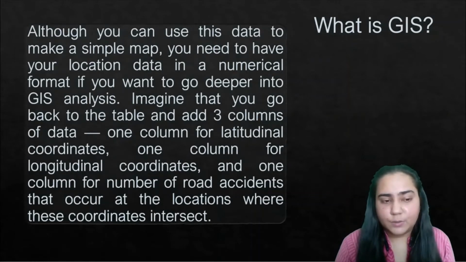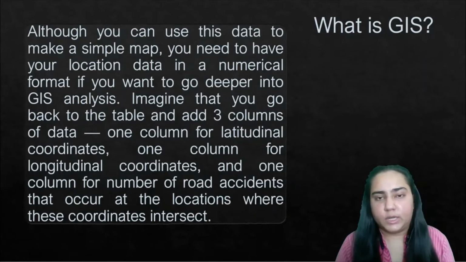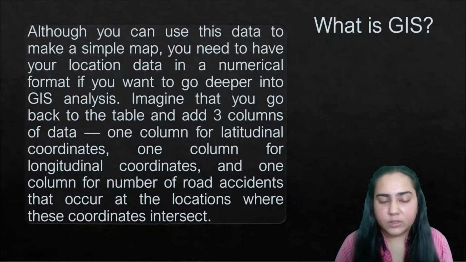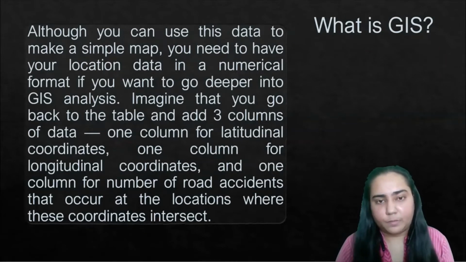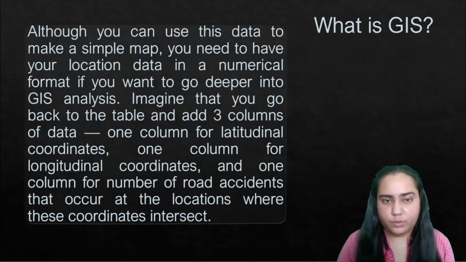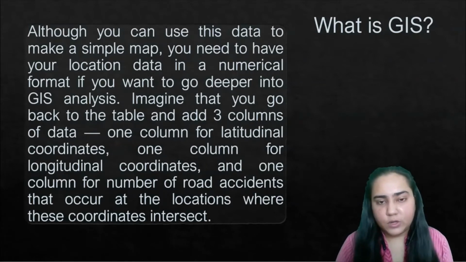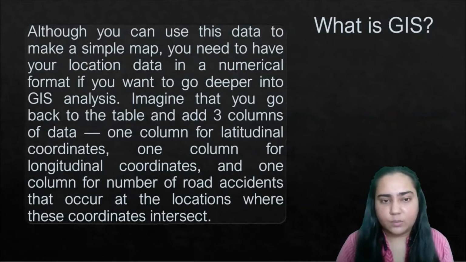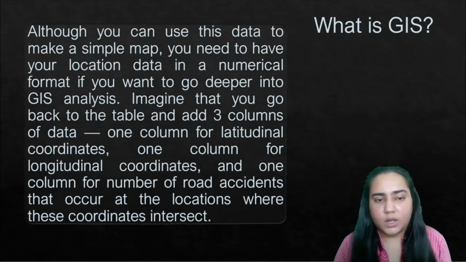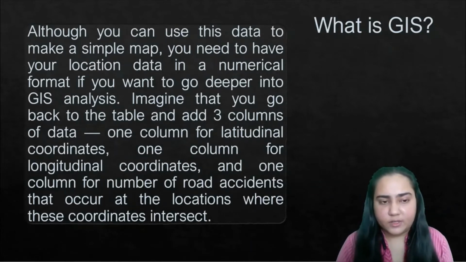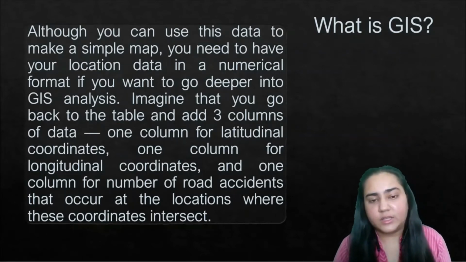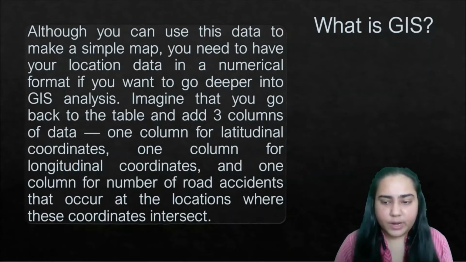Although you can use this data to make a simple map, you need to have your location data in a numerical format if you want to go deeper into GIS analysis. Because there are just the names of the cities mentioned, but what you need are not names of the cities, but rather coordinates, because if you have coordinates, then you can plot them on the map. Imagine that you go back to the previous table and add three columns. The first would contain latitudinal coordinates, the second longitudinal coordinates, and another column for the number of road accidents that occur at the locations where these coordinates intersect.